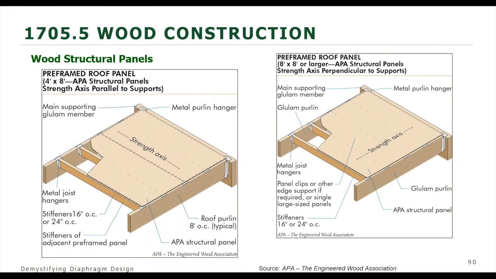For pre-framed roof panels, typically you would see 4x8s being used, and we have the 2x6 or 2x4 sub-purlins that are used to stiffen up, and the strength axis of those 4x8 panels is going to be spanning parallel to the sub-purlins, which is something that's sort of unique to the panelized roof systems, and that's why it's very important to have these stiffeners. If you have something greater that is specified, 8x8s or larger wood structural panels, then the strength axis is going to be perpendicular to those sub-purlins.